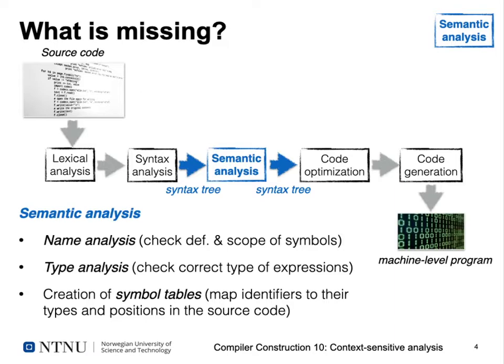And finally, of course, we need to create so-called symbol tables to do this. Symbol tables are tables that actually map an identifier to all this meta information we want to provide about it. So its type, its position in the source code, and so on.